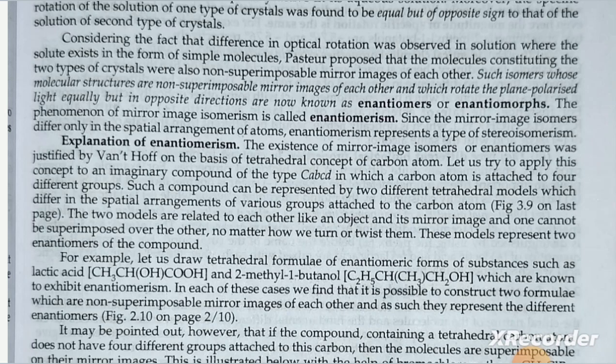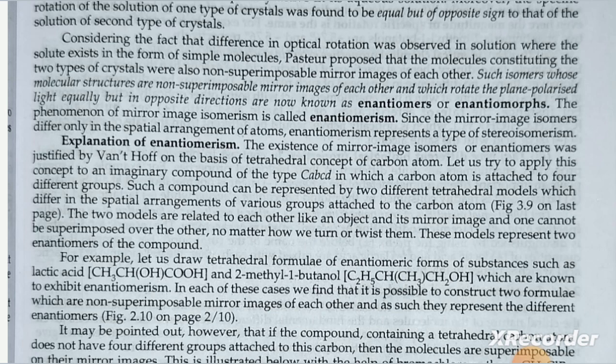The phenomenon of mirror image isomerism is called enantiomerism. Since the mirror image isomers differ only in the spatial arrangement of atoms, enantiomerism represents a type of stereoisomerism. Explanation of enantiomerism. The existence of mirror image isomers, or enantiomerism, was justified by Van 't Hoff on the basis of the tetrahedral concept of the carbon atom.